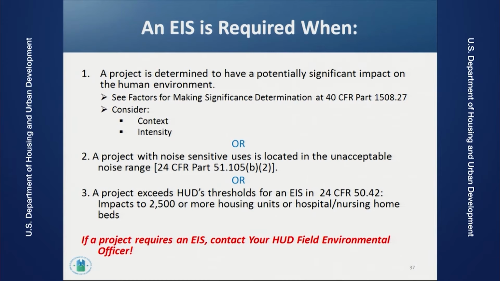And if a project exceeds HUD's regulatory threshold of 2,500 or more units or beds, then it automatically requires an environmental impact statement. If this comes up, definitely pull in the assistance of an expert, because an environmental impact statement is a huge undertaking.